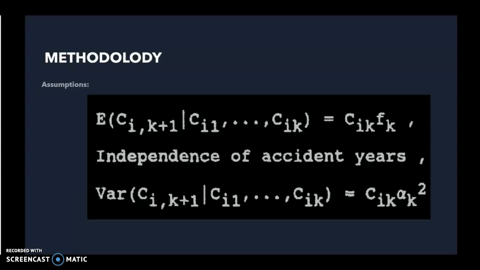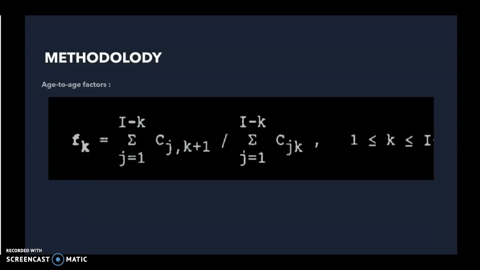So 3 major assumptions are mentioned in this paper: independence, assuming there's independence of accidents, and also assuming there are unobserved claims. The expectation of the next claim is the scaling of the claim by age-to-age factors, and the variance follows the same way. And the age-to-age factor is a very important parameter that has been used in this paper.